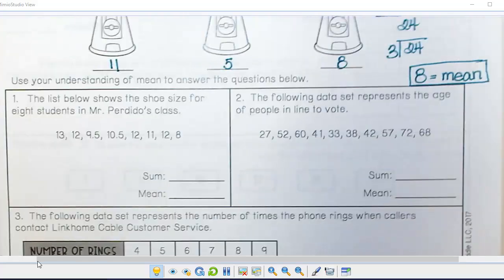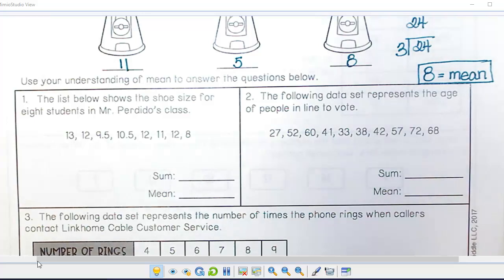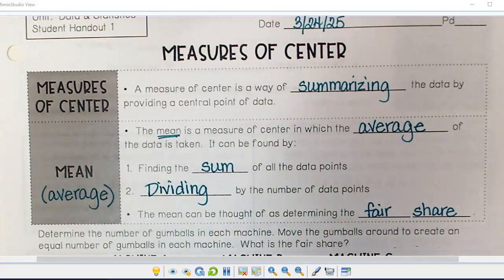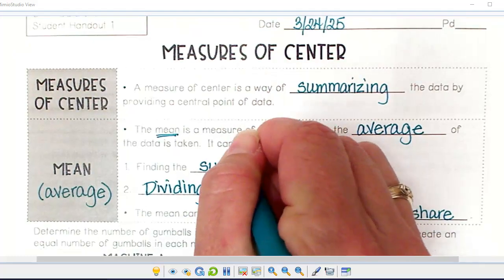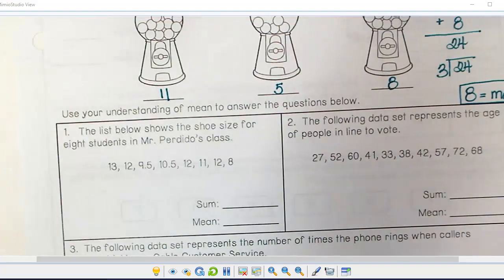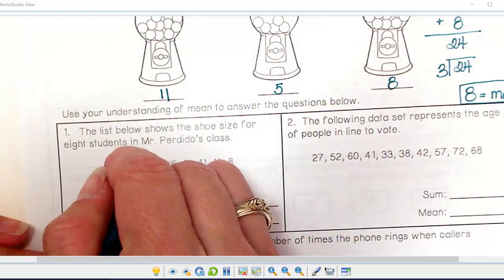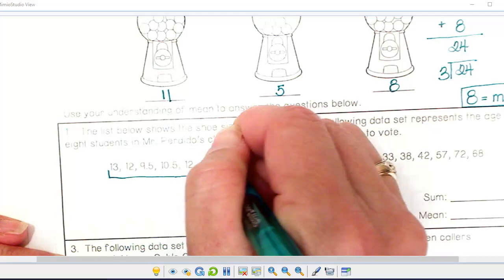All right, let's do some more examples. The list below shows the shoe size for 8 students in Mr. Perdido's class. Okay, so the first thing that we're going to do, we're going to go back up to our steps. We are going to find the sum. Sum, remember, means add everything together. Okay, so we've got to add all of these numbers up. That's kind of a long list. So I'm going to group them.